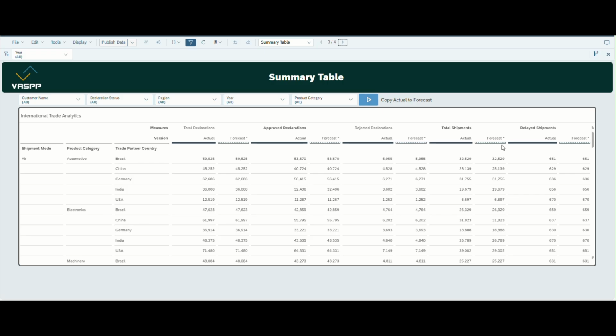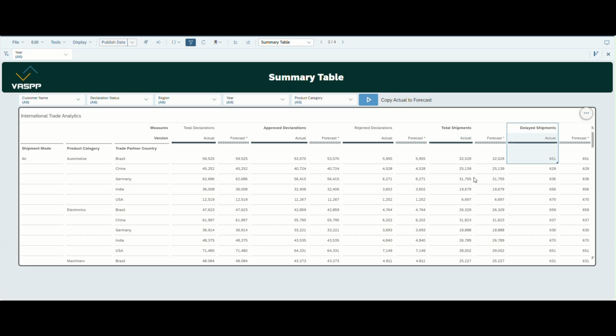Take automotive moving by air into Brazil. Here, 59,525 declarations were filed, and 53,570 were approved. That's a strong compliance ratio, yet 5,955 rejections remain, a signal of documentation gaps or mismatches with regulatory requirements. From 32,529 shipments, only 651 were delayed, putting this lane at a relatively stable 2% risk zone.